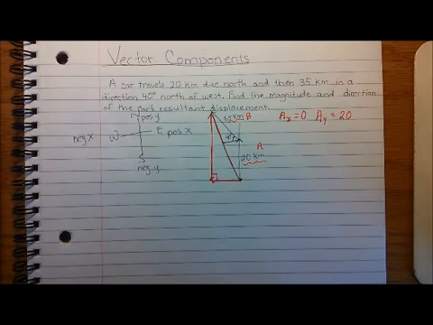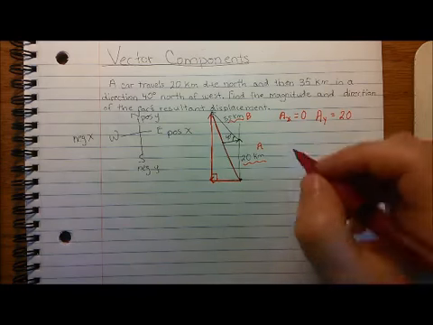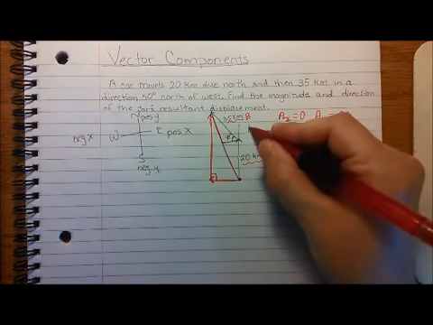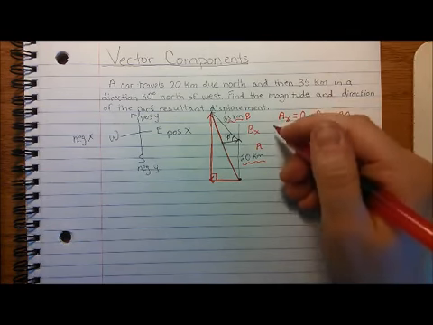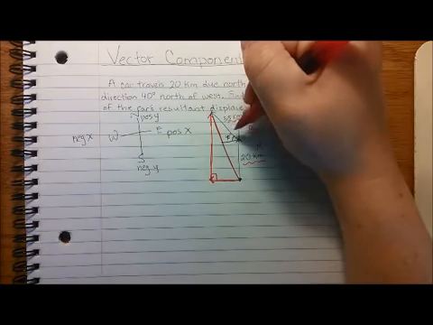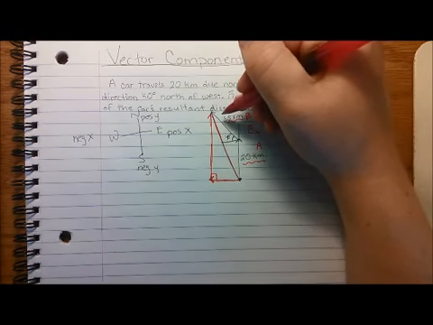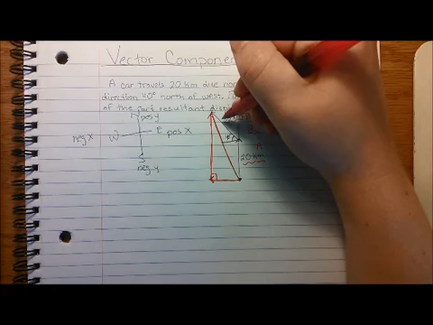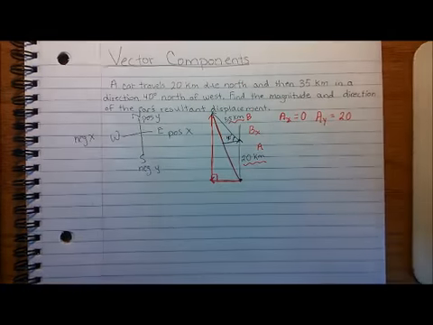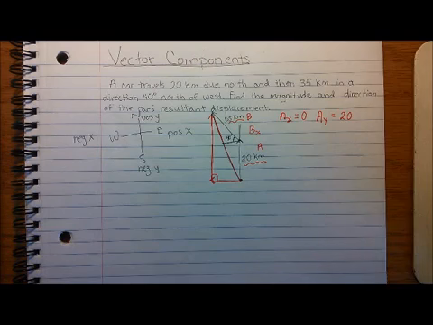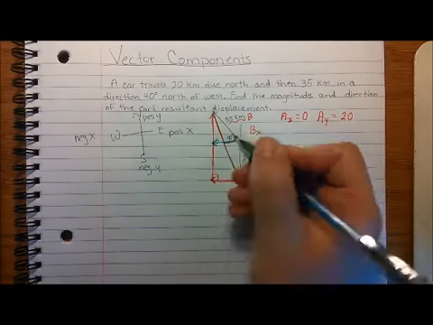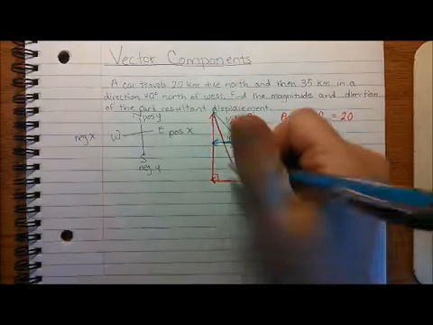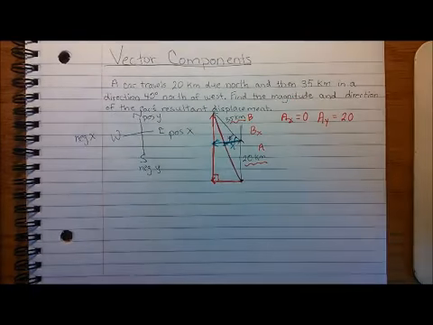Now we have to find the components of vector B. So let's see if we can figure out what the x component of B is. We have to ask ourselves, does this vector go off in the x direction at all? And the answer to that is yes. I'm going to switch colors here so you can see it a little bit more clearly. Watch for the blue. It goes that far in the negative x direction.